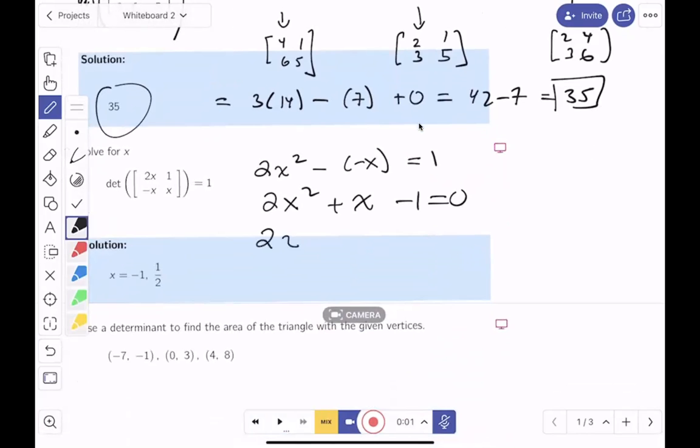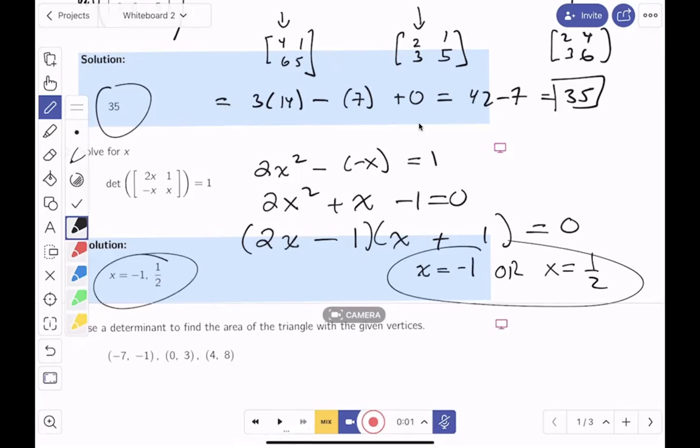2x squared would be 2x and x if it's factorable, right? And if it's factorable, 1 and 1. I'm about to go to the quadratic formula, who knows? And let's see, it looks like plus minus. Let's just check it. That would give me 2x squared. That looks pretty good. 2x minus x is plus x. That looks good. You did get minus 1. So what are the answers over here? x equals minus 1, or the other answer would be x is a half.